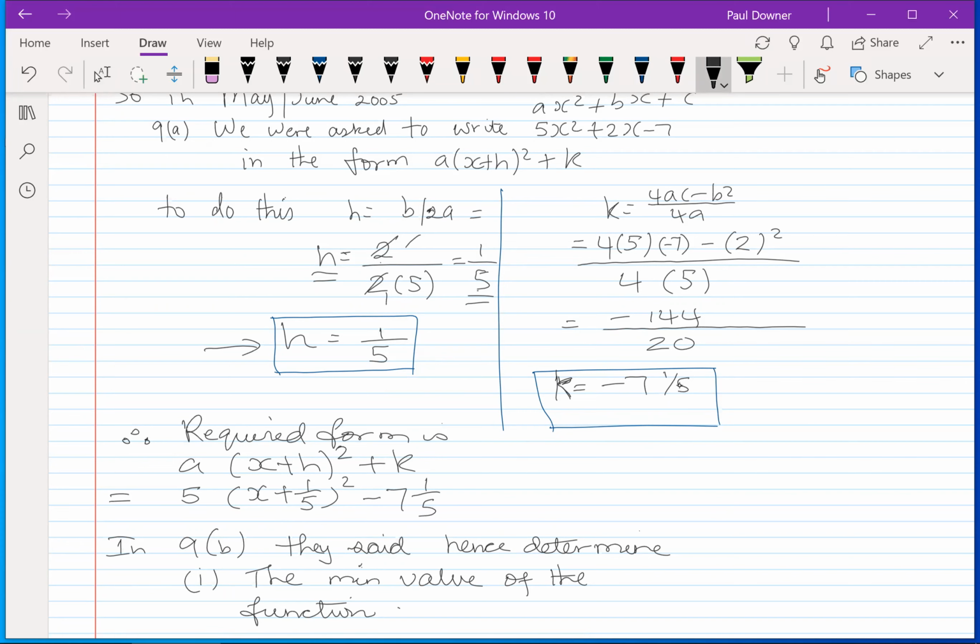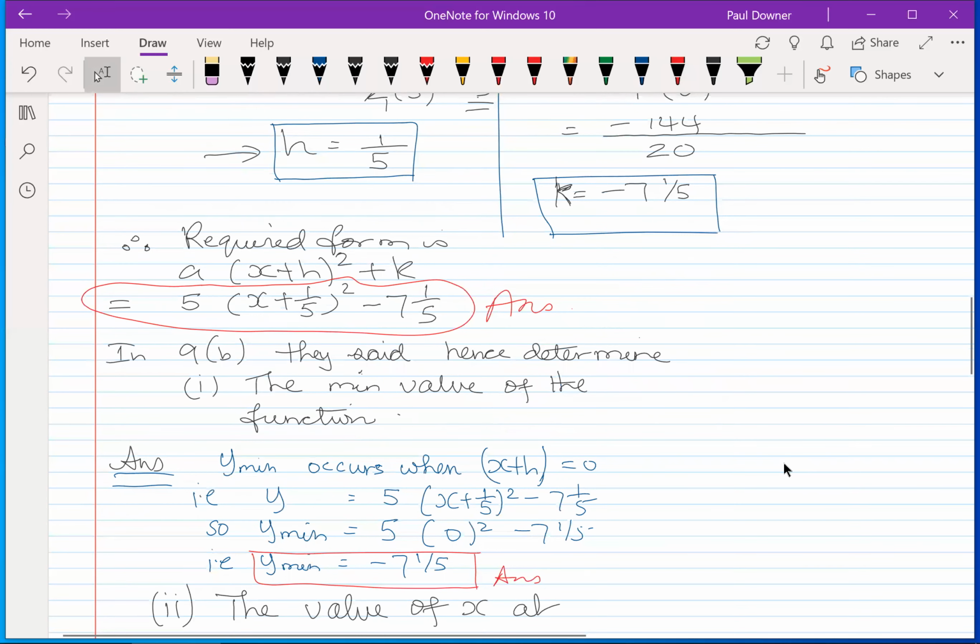So now we would have worked out what our required form is. This is the required form that we needed to put it into. So this is an answer, right? So number 9A in May, June 2005, this is the form which is known as the completed square form that they wanted us to be able to do.